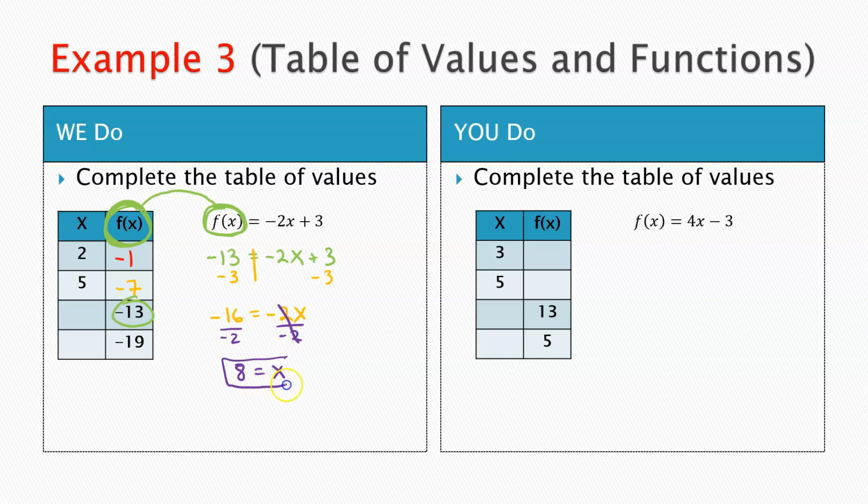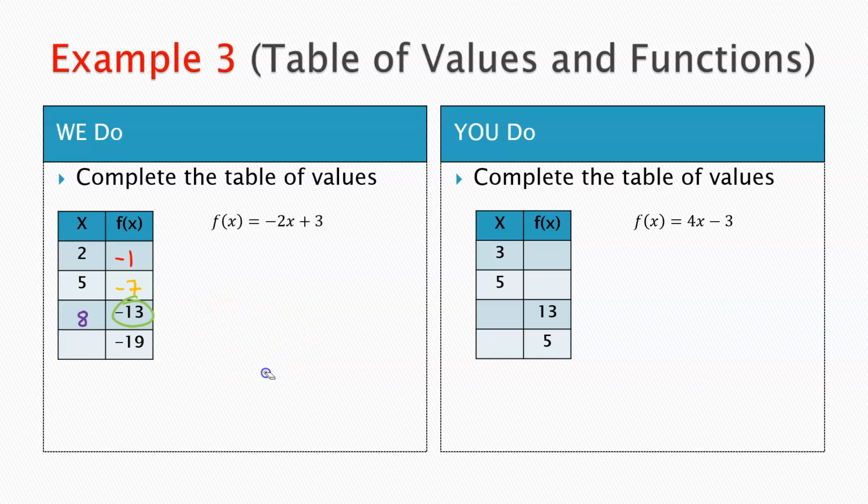Now notice 8 is equal to x, which is great because I was trying to figure out the x here. The x is going to be 8. When x is 8, f of x is negative 13. Your output value is negative 13. All right, let's try that one more time. But we're going to try that with, where's the number that they gave me? Negative 19. So let's try that one more time.